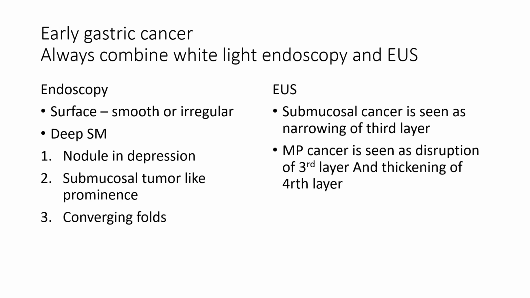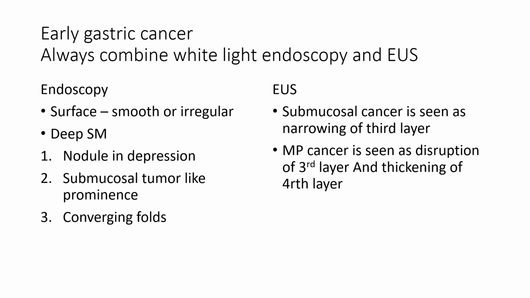Then you are looking for deep submucosal infiltration, which is decided by whether there is a nodule in the depression, whether around the tumor there is a submucosal bulge or prominence, or whether there are converging folds into the tumor. Now, you have done an endoscopy and you find maybe only a mucosal tumor, or a deep submucosal tumor. So you're trying to think, okay, what is it on endoscopy? And you must do EUS at the same time, because then you will be better able to evaluate. I will show.